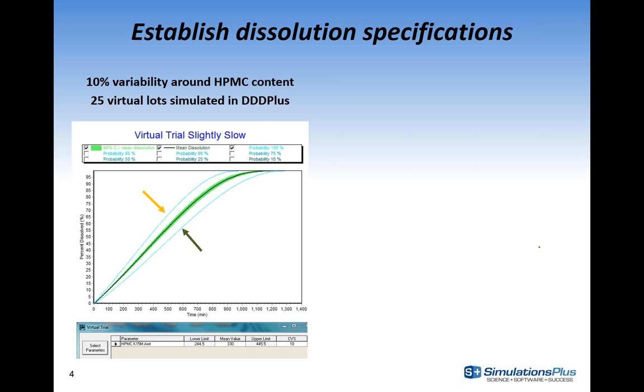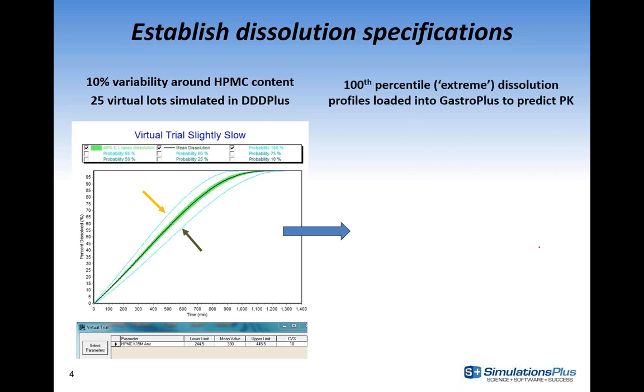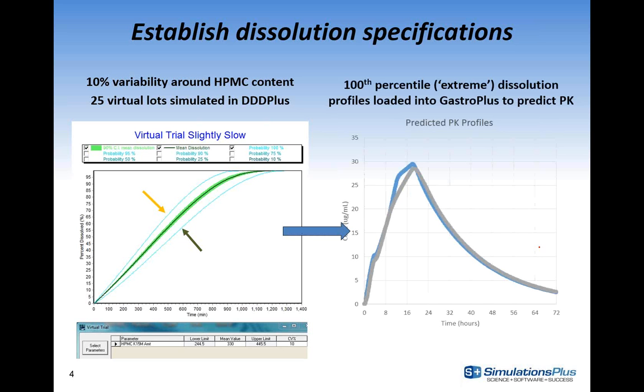We can then assess the impact in vivo using GastroPlus. Using GastroPlus, we can predict the plasma concentration time profiles for both the high dissolution rate and the low dissolution rate, and see if these are bioequivalent, and whether we need to tighten our dissolution specifications or can leave them loose. This is another important topic that we'll be going over today in our examples.